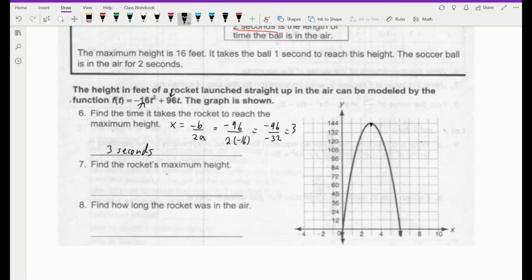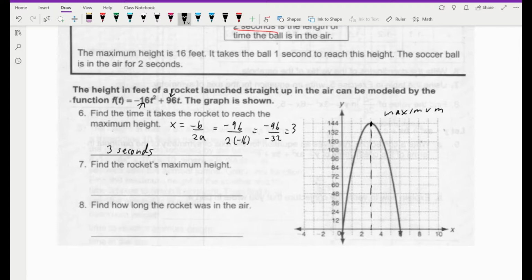The axis of symmetry will give us the time. It's always going to be either the maximum or the minimum. In this case, x equals 3, so you can see right here, this is the maximum. This is a maximum because this is a downward facing parabola because of the minus 16t squared.